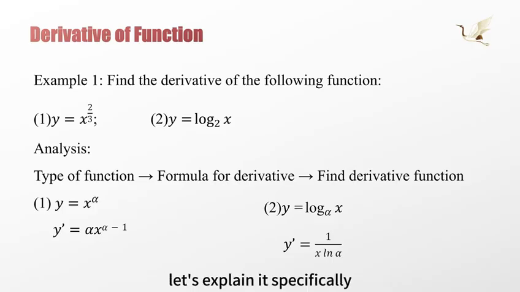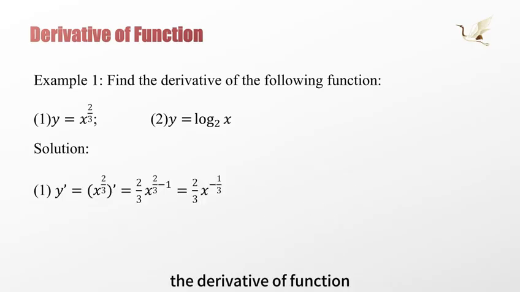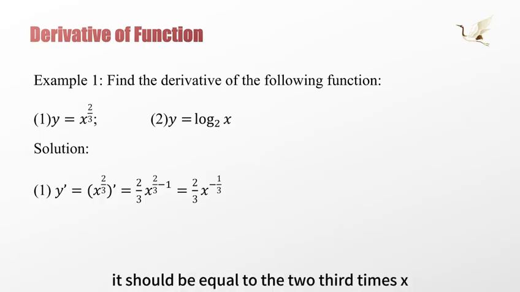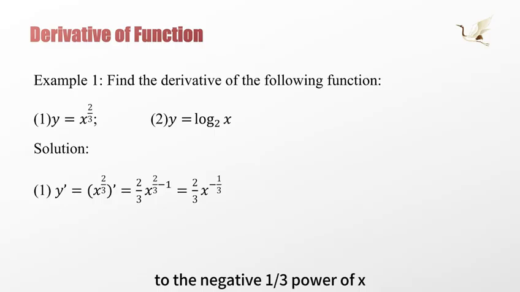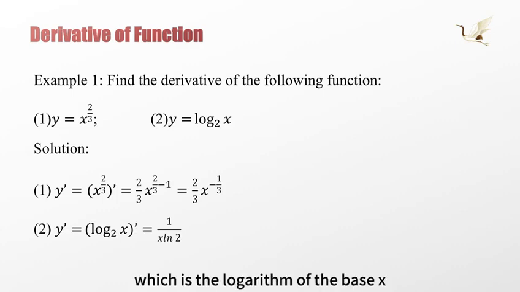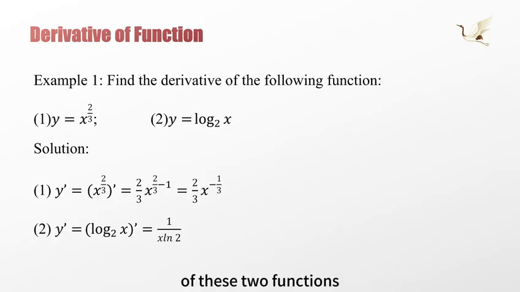Let's explain it specifically. The derivative of function y equals x to the 2/3 power, according to the derivative formula of basic elementary functions, should be equal to 2/3 times x to the negative 1/3 power. The derivative of the logarithm with base 2 should be equal to 1 over x ln 2, according to the derivative formula of basic elementary functions. So we have obtained the derivatives of these two functions.